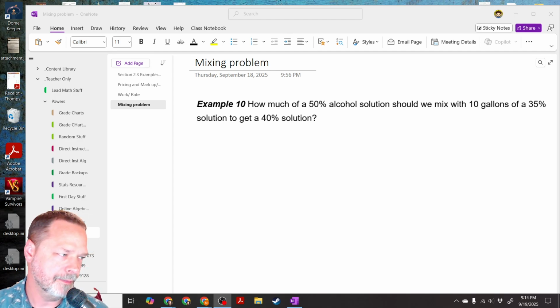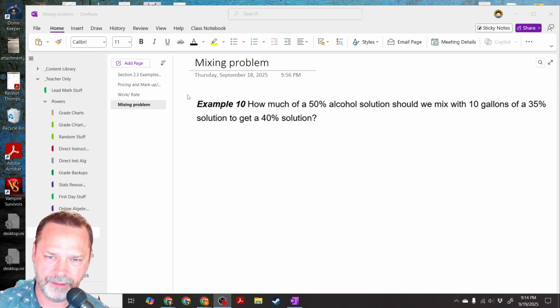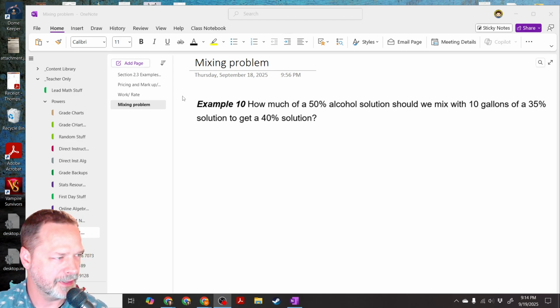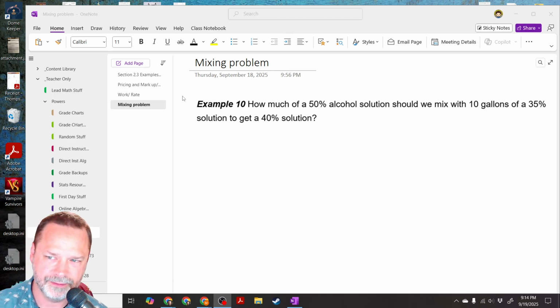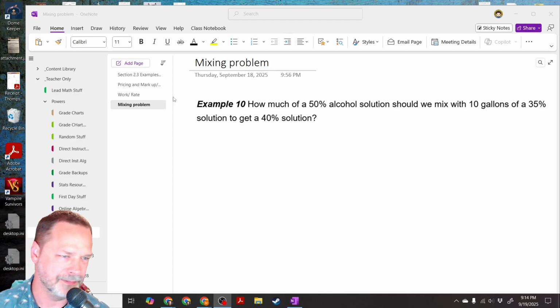Let's do one more word problem for our section 2.3. And it is a mixing problem. So these kinds of problems, we're given these weird questions to say, hey, we got this percent concentration of a solution and this percent concentration. How much we add of this one to get this much of a this much percent solution type of thing.